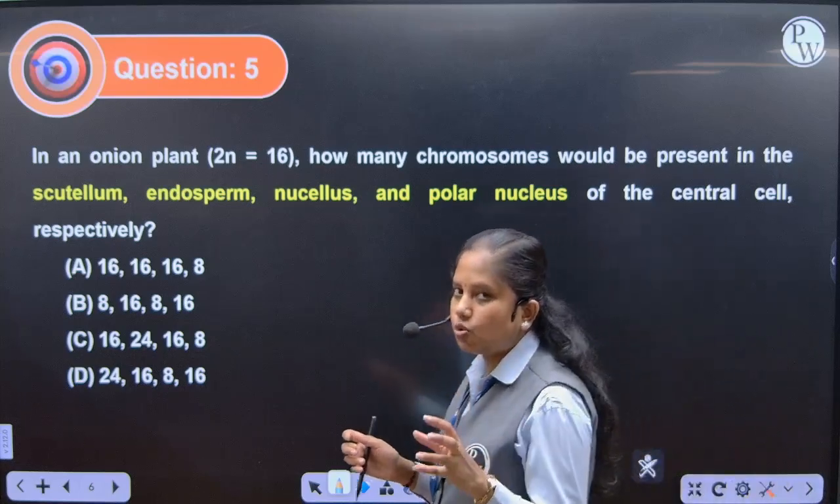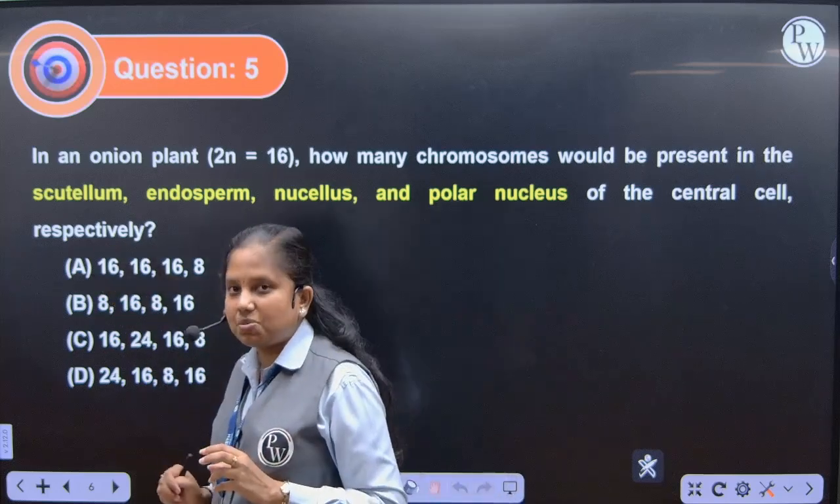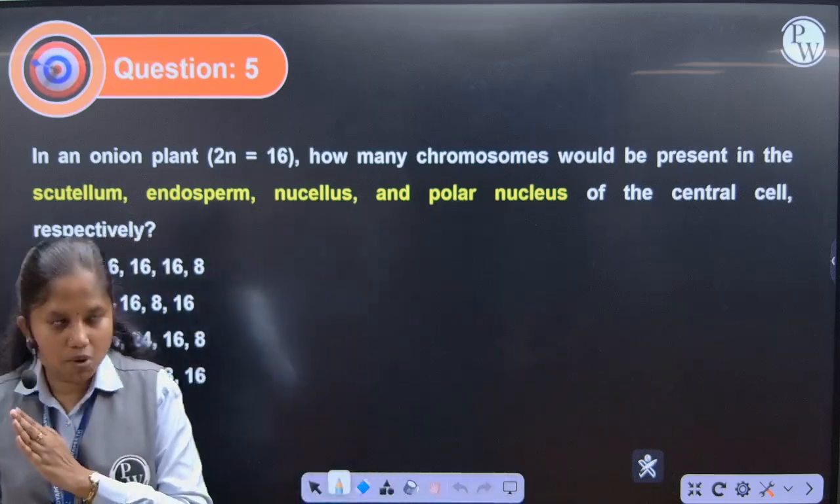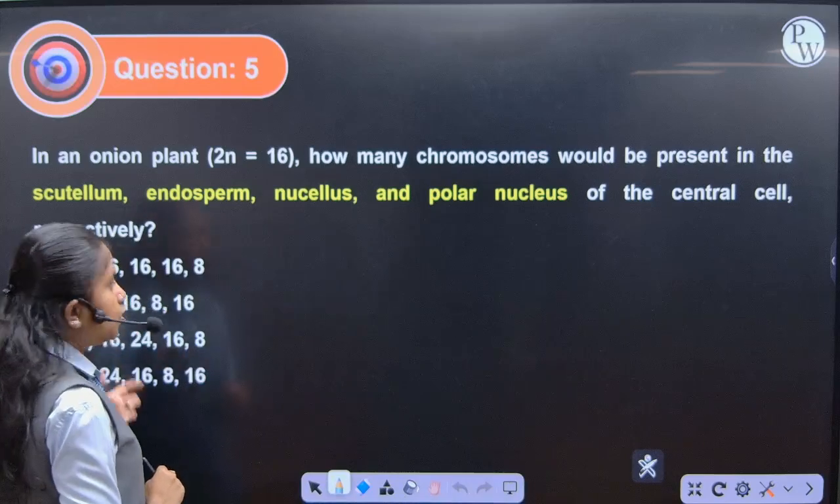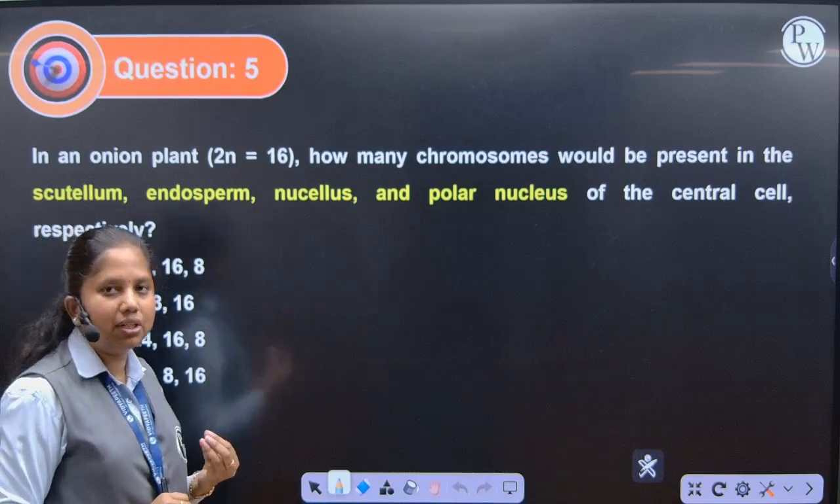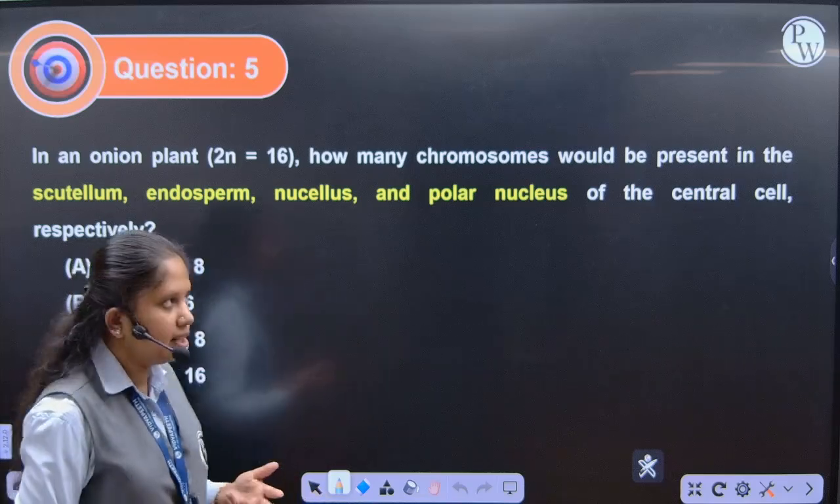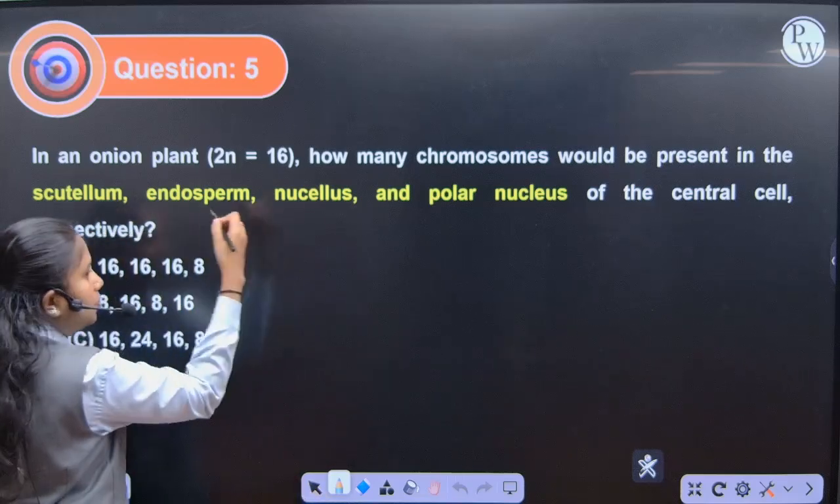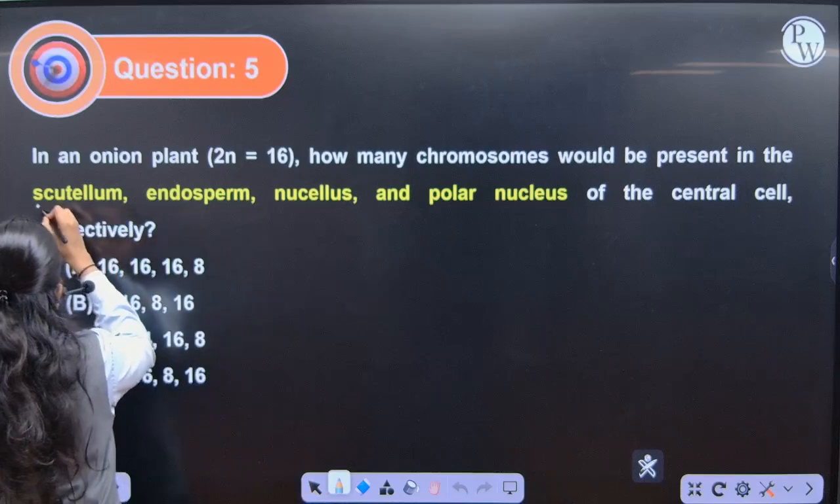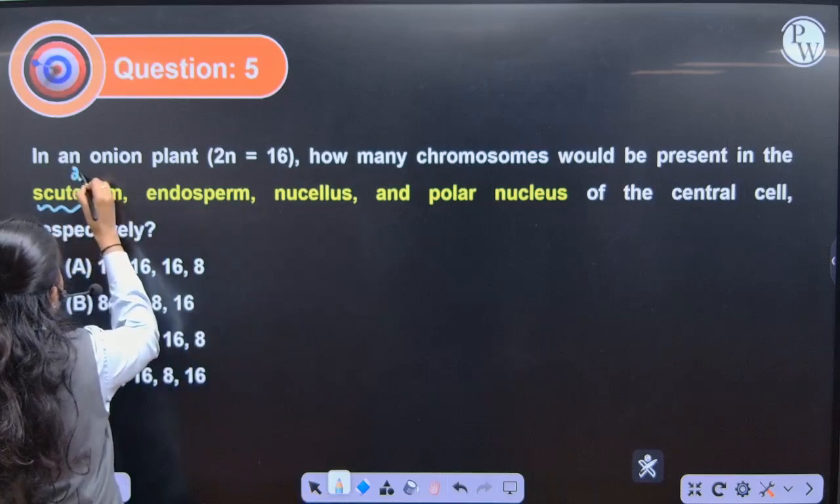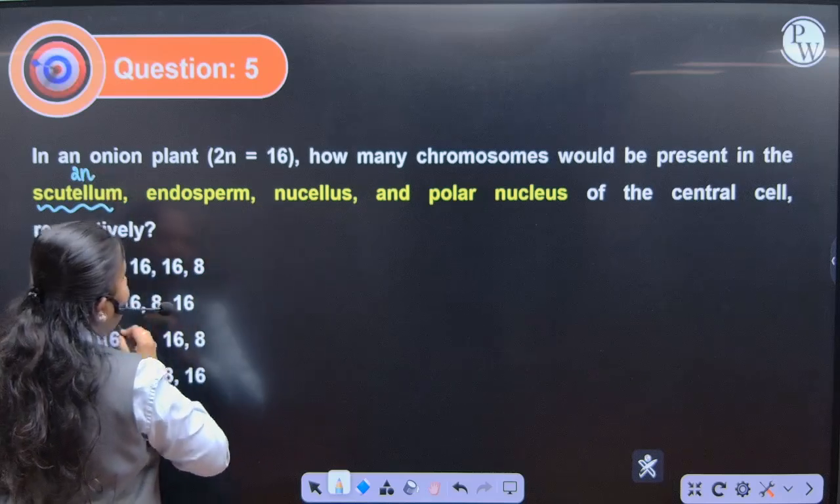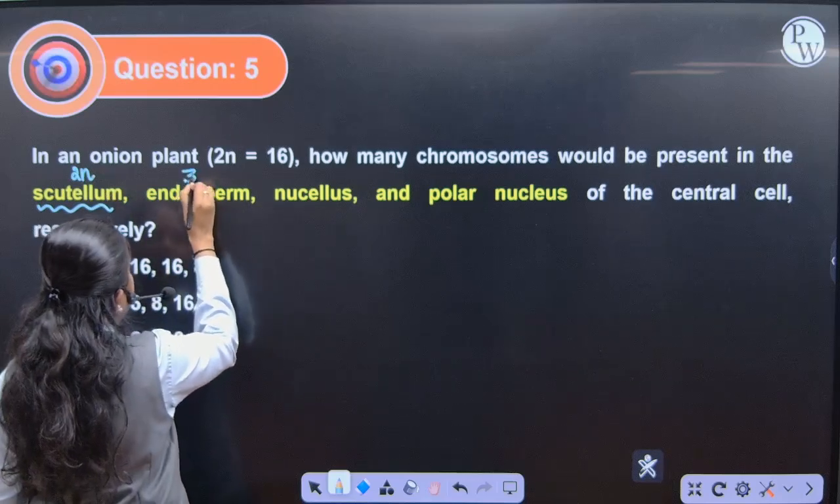Now here we need to note two things. One is respectively, so you have to go by the same order here. When we talk about scutellum, scutellum is nothing but a monocot cotyledon. So here we'll first mark the ploidy levels. So the ploidy level of scutellum will be 2n. The ploidy level of endosperm will be 3n.